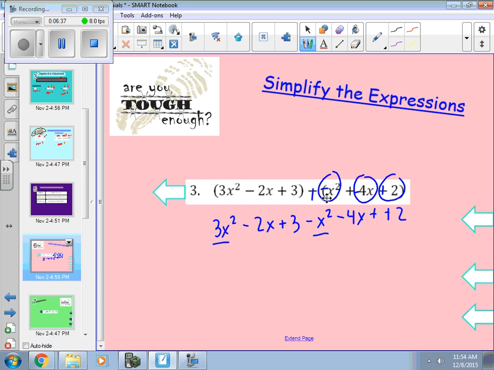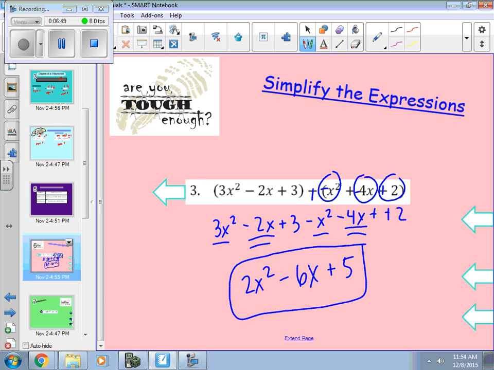3x squared minus 1x squared is going to be 2x squared. These are like terms. Negative 2 minus 4 is going to be negative 6x. And then finally 3 plus 2 is 5. And that would be the answer of the subtraction.